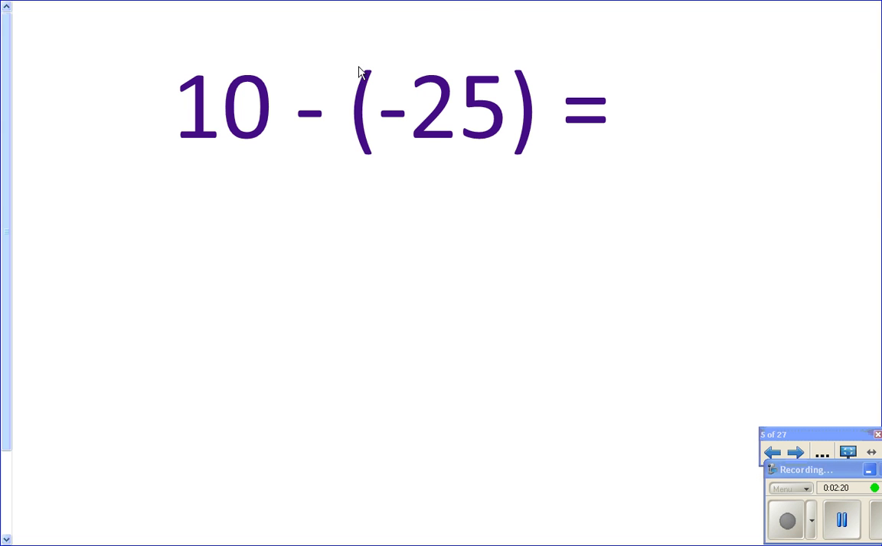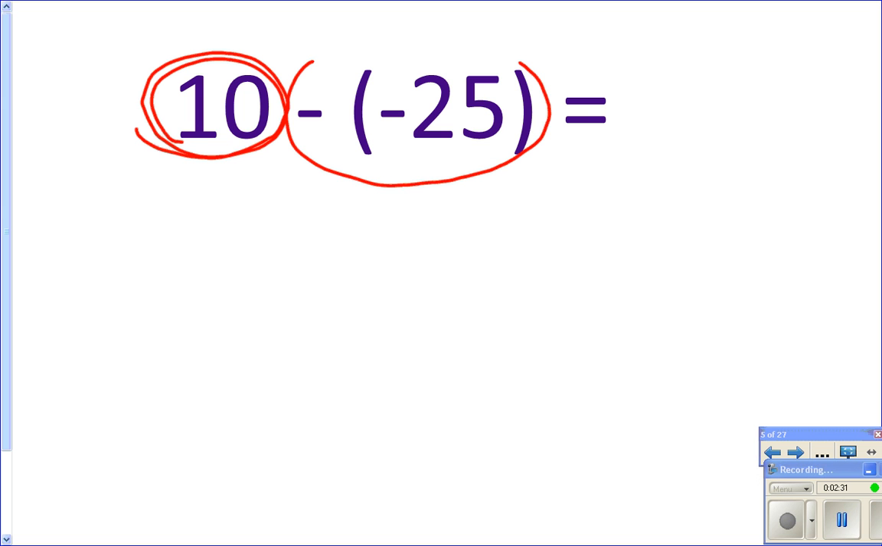Okay? Next one. We have 10 minus negative 25. So we circle the 10, and we circle the negative and the subtraction sign. These two negatives right by each other, they're the same sign, so they're going to make a big plus. Okay. Same signs equals a positive. So now, it's just 10 plus 25, which is 35.